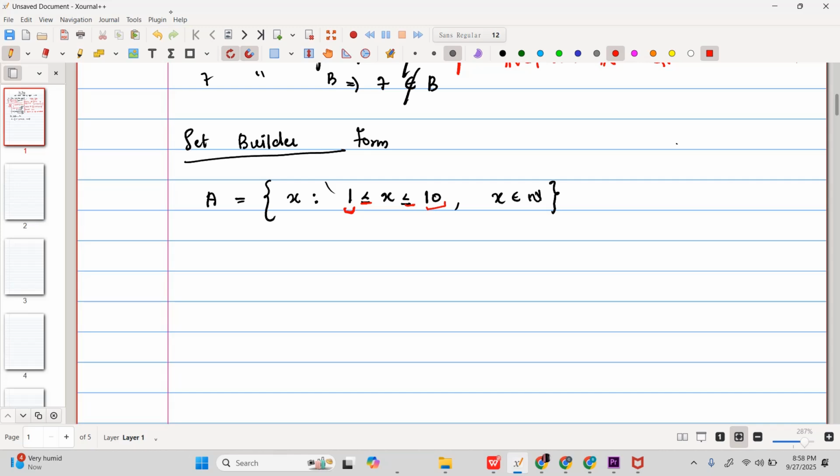So how can we express this set in the roster form? This is the set builder form, and we can write it as a set in roster form.